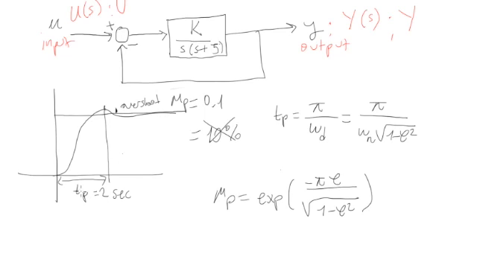So we usually want a peak time to be smaller than a criterion. Let's call it Tp star. Here I use the star for the desired value, in our case 2 seconds. And the overshoot here must be smaller than 10%. So this is again Mp desired, in this case 0.1.